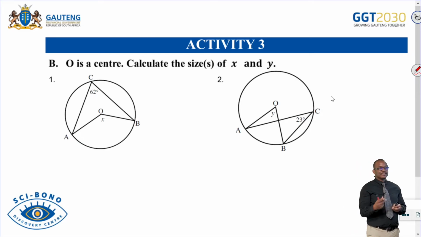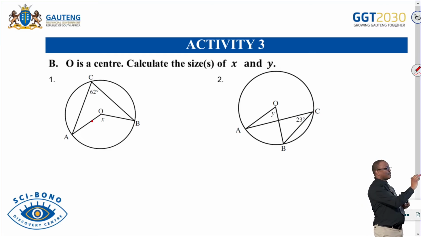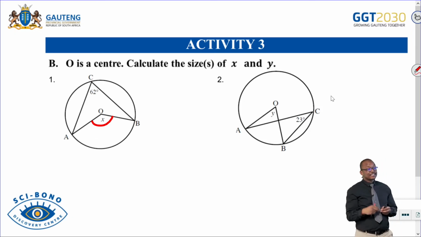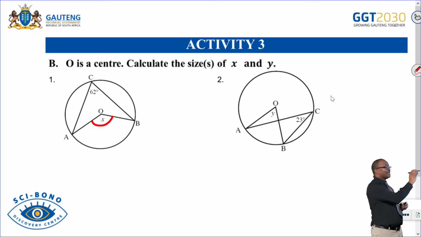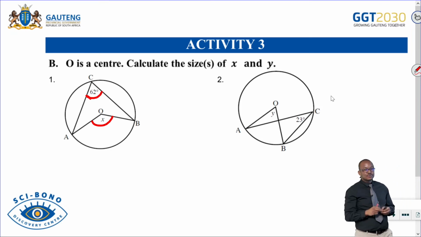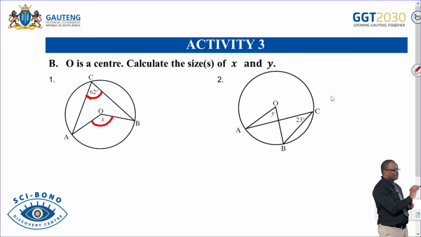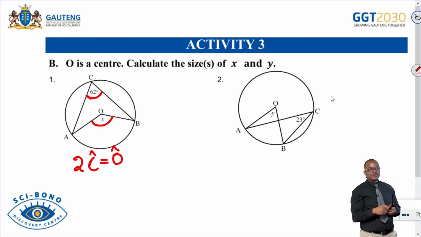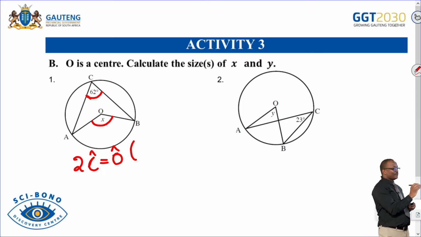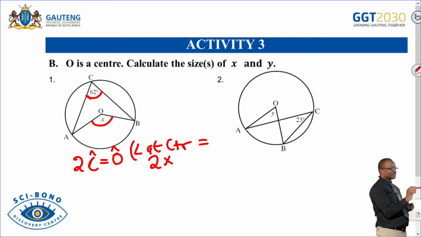Looking at the first one, you can see that the unknown now is at the center. The angle at center, we don't know it. It's unknown, it's x. But the angle at the circumference, we know it, which is 62. Then how do we get the value of x? We start by saying angle at center, which is C, is equal to the angle at the circumference, which is your ABO. Then the reason, remember, is going to be angle at center is equal to 2 times the angle at the circumference.